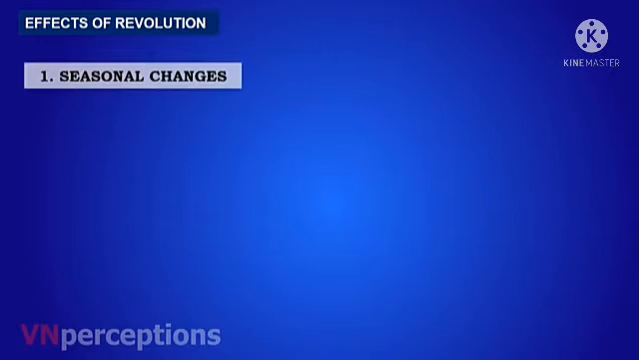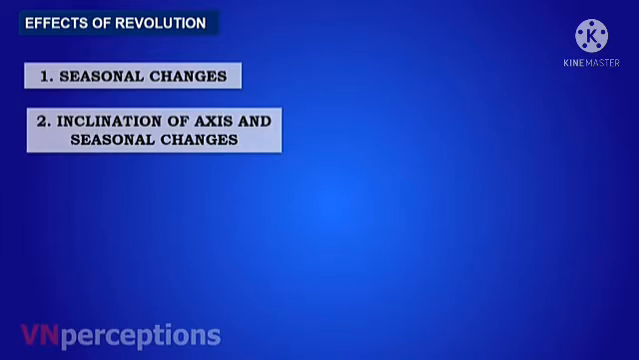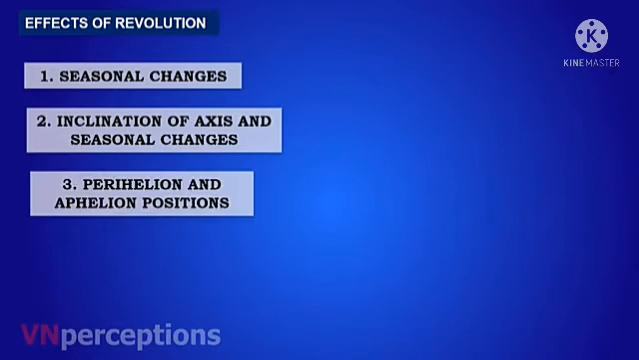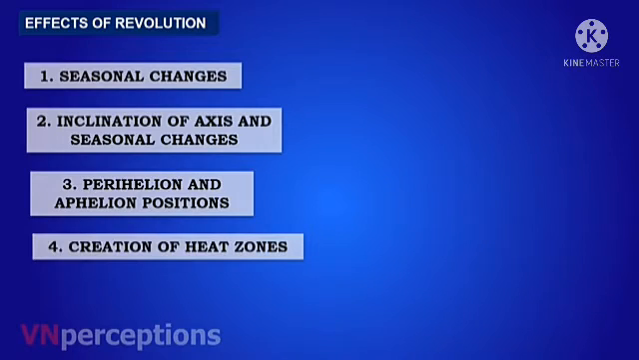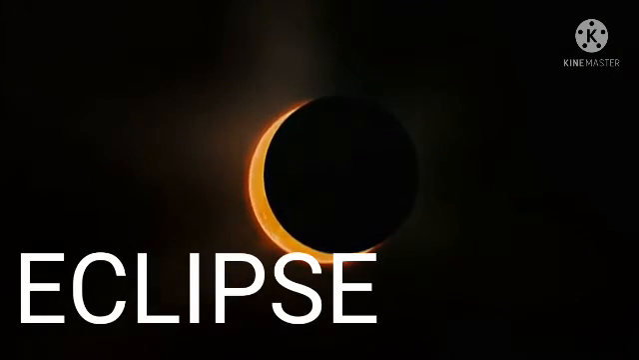Effects of earth revolution. The earth's revolution brings about seasonal changes. It also brings about inclination of axis and seasonal changes, perihelion and aphelion positions, and creation of heat zones around the earth. Next, we will look at eclipse.